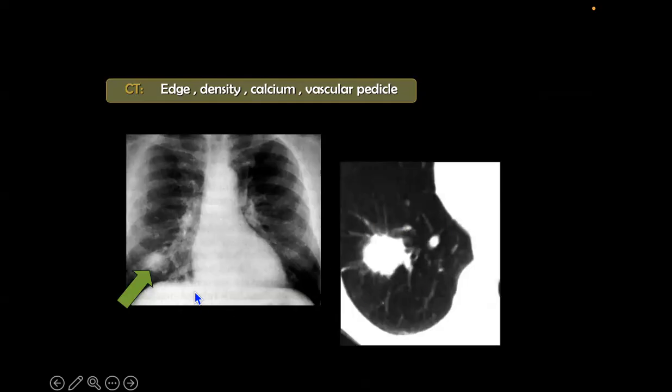Look at this. We have this opacity at the lower zone. It's spiculated. It's not of clear outlines. When we did the CT, it has these spiculations. So this is definitely a sinister finding. This is not something benign. And when the biopsy was done, it was a carcinoma.